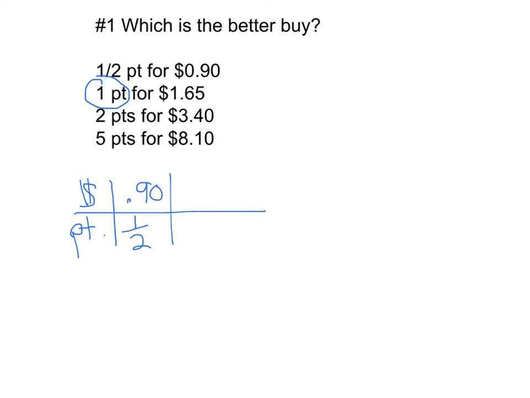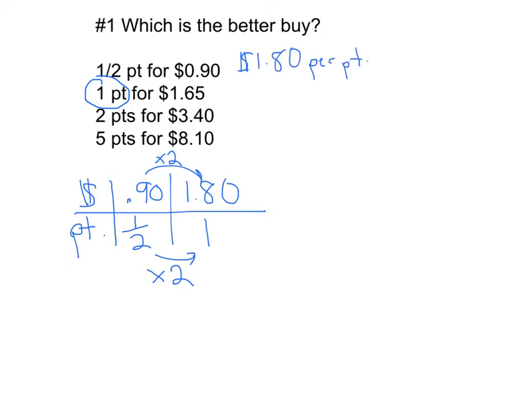And if I'm trying to get to 1 pint, I know there's 2 halves in 1. So if I double my amount on the bottom, I can double the amount on the top. So it'll be $1.80. So that's $1.80 per pint. This one's $1.65 per pint. Okay, let's keep going.